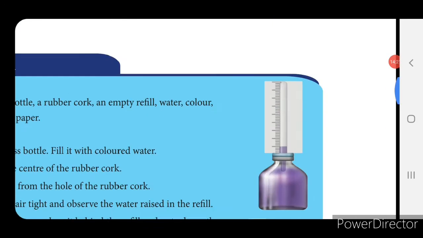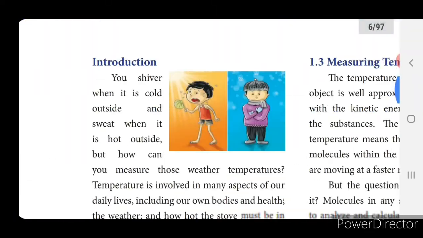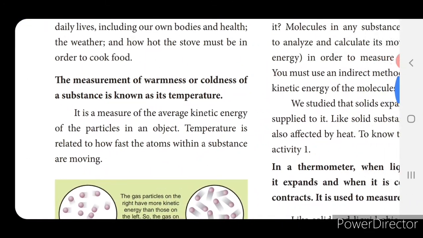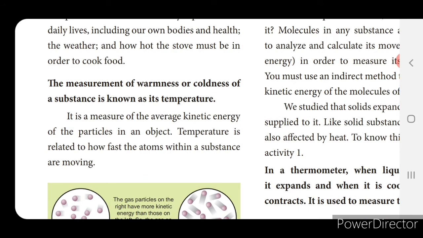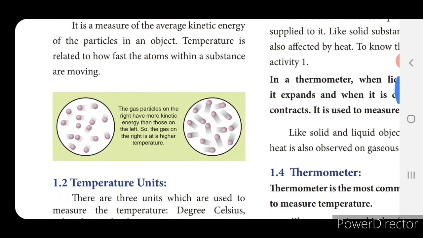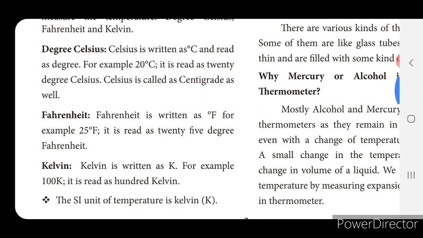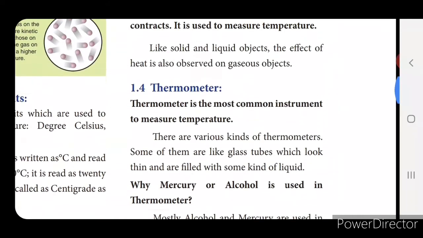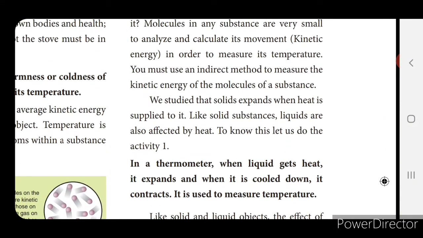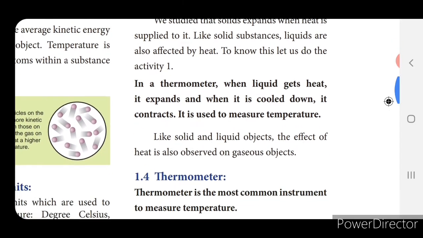Okay children, up to this, what are all the things we have seen? Once again we recollect. The first one: what is meant by temperature? The measurement of warmness or coldness of a substance is known as temperature. What are the units to measure temperature? Degree Celsius, Fahrenheit and Kelvin. The SI unit of temperature is Kelvin. Next, which property is applicable in a thermometer? In a thermometer, when a liquid gets heat, it expands, and when it is cooled down, it contracts. So it is used to measure the temperature.